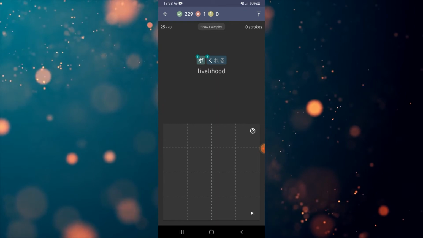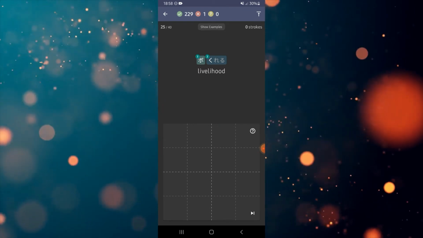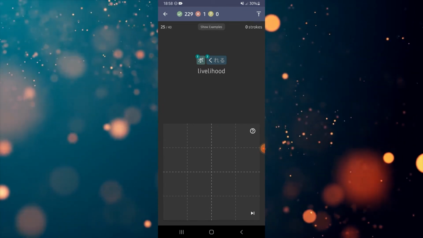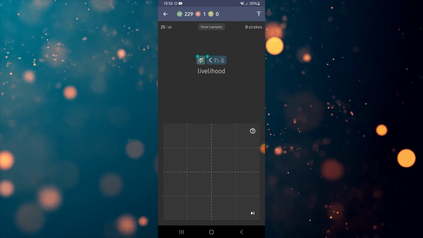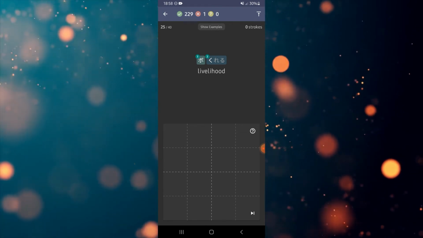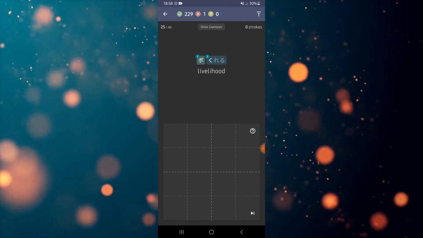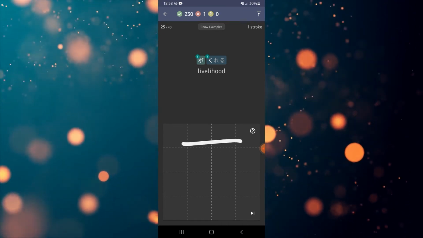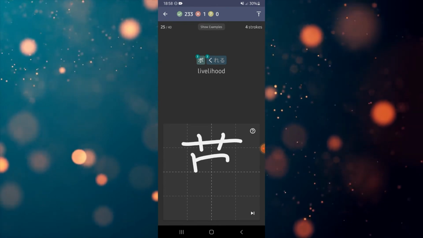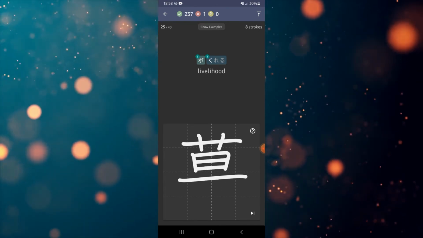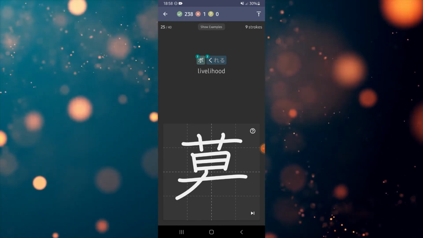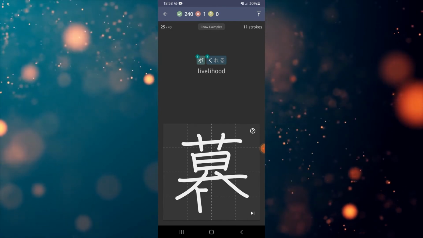Livelihood. If you're a fan of wrestling, I picture the Undertaker who makes his living by burying caskets in the graveyard during the day. So draw the kanji for graveyard like that. Then draw large like that. Then draw the kanji for day.